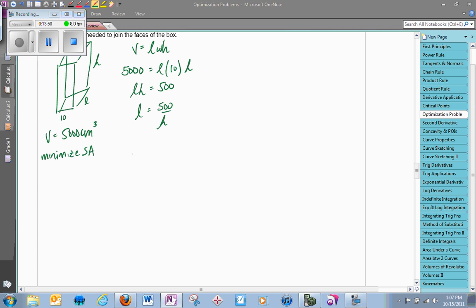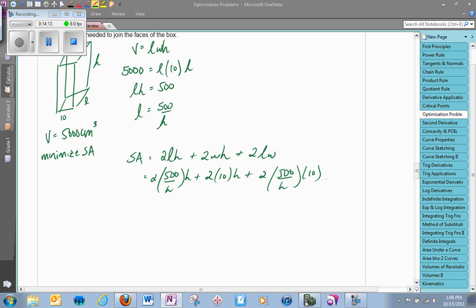Now the surface area formula for a rectangular prism is 2LH plus 2WH plus 2LW. Fill in what you know. Well, I know L is 500 over H. I know that W is 10. So I'm at this stage. Notice now that all the L's and all the W's are gone. I only have H in my equation.